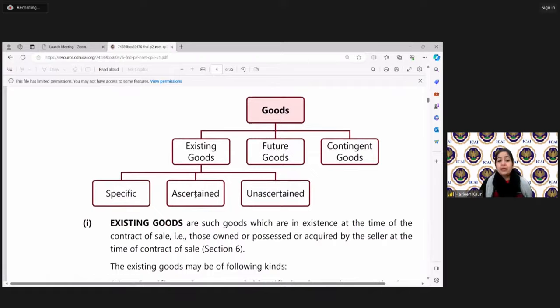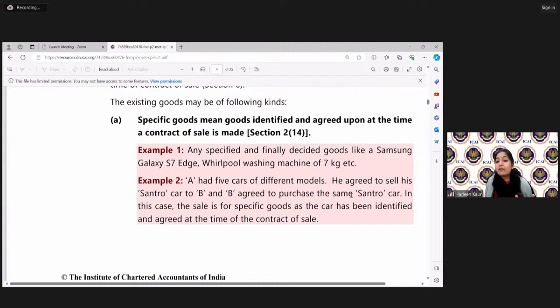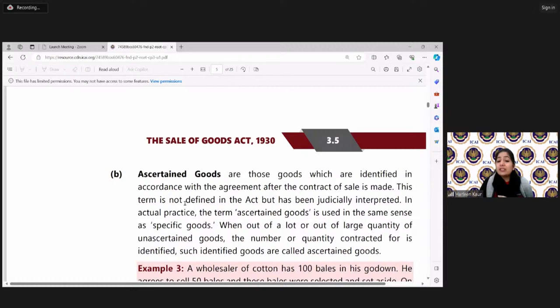Now, existing goods we have already done. We have already done these examples also. So we have five models. We have told you I want to sell you this Centro car only. A specific car has been told out. It has been identified and agreed. It is an existing good, that is, specific goods. In certain goods, one more thing had to be told. The term 'a certain' is not defined but judicially interpreted.